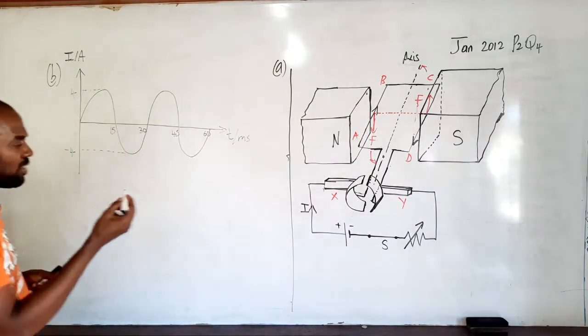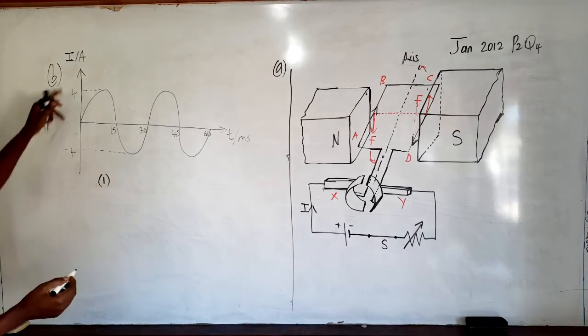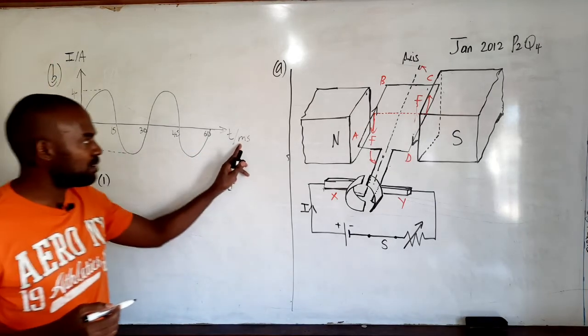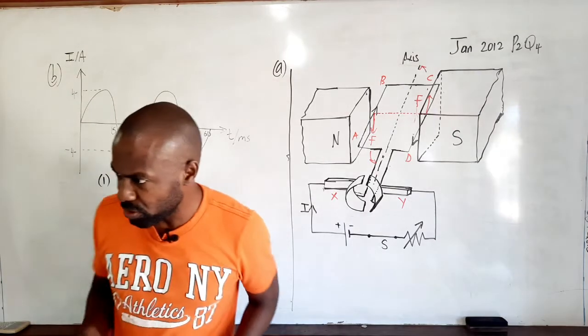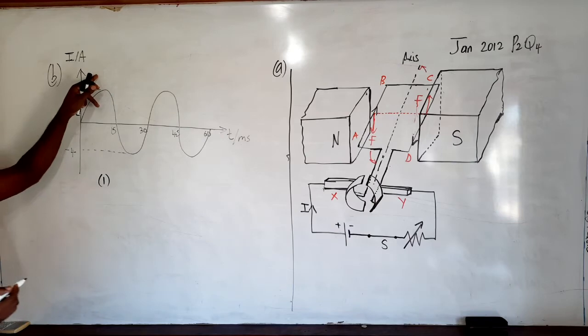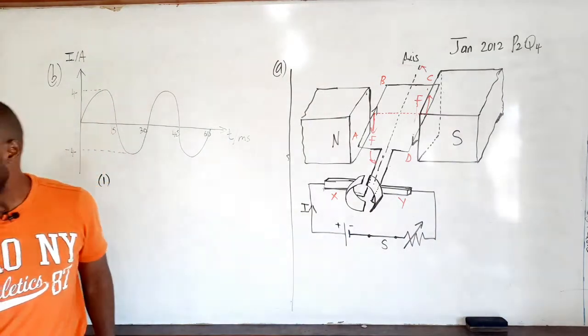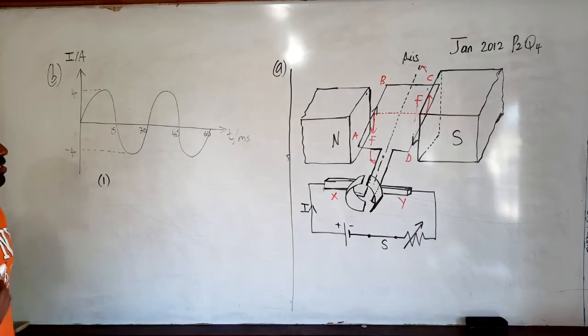So essentially what we have here is a wave. We have a graph of current in amperes against time in milliseconds. So we need to pay attention to our units. The current is in amperes and the time is in milliseconds. And we want to determine the period and frequency of the alternating supply.